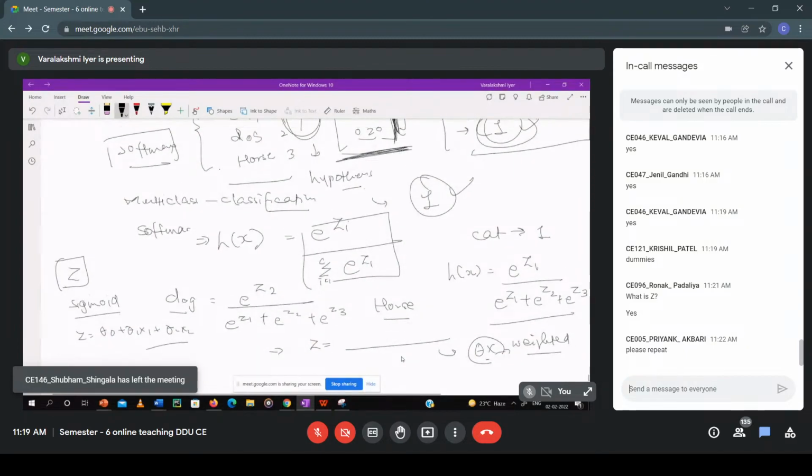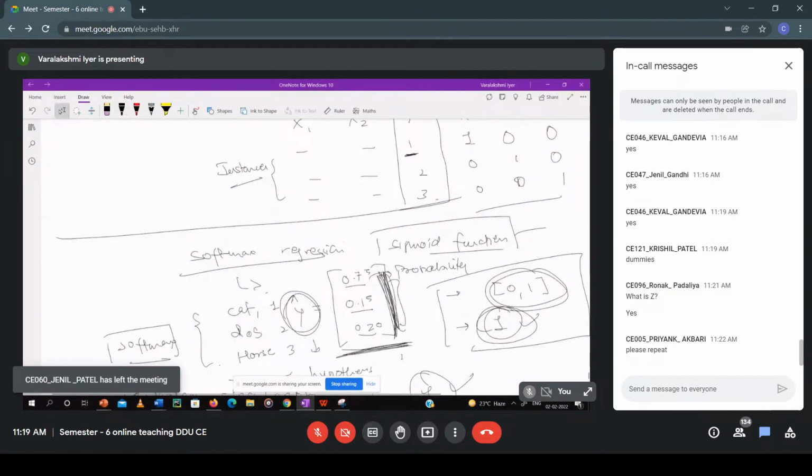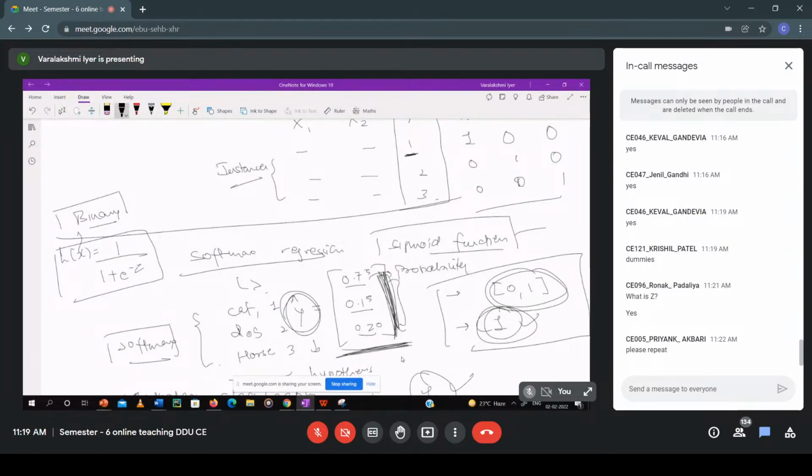Okay, I'll repeat. In the case of binary classification, our hypothesis function output was 1 upon 1 plus e raised to minus z. This was your hypothesis function in the case of binary logistic regression. But now we are talking about multi-class logistic regression, that is multinomial logistic regression. In that case, instead of applying a sigmoid function on your z, that is your linear output that you are getting after performing the weighted sum, we'll be applying a softmax function on our z value.